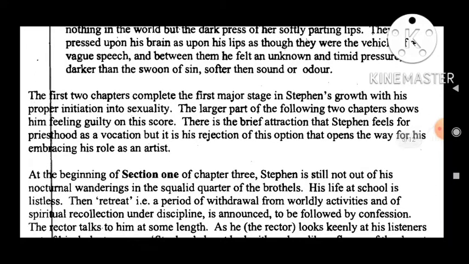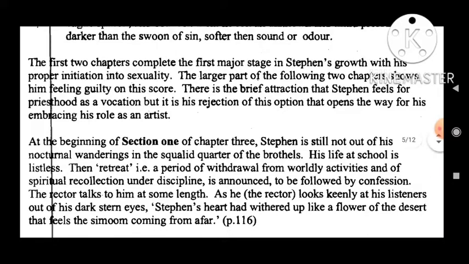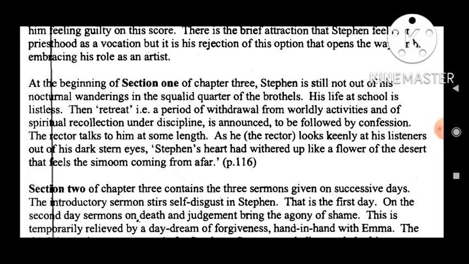The first two chapters complete the first major stage in Stephen's growth with his proper initiation into sexuality. The larger part of the following two chapters shows his feeling guilty on this score. There is the brief attraction that Stephen feels for priesthood as a vocation, but it is his rejection of this option that opens the way for his embracing his role as an artist. At the beginning of section 1 of chapter 3, Stephen is still not out of his nocturnal wanderings in the squalid quarter of brothels. His life at school is listless.